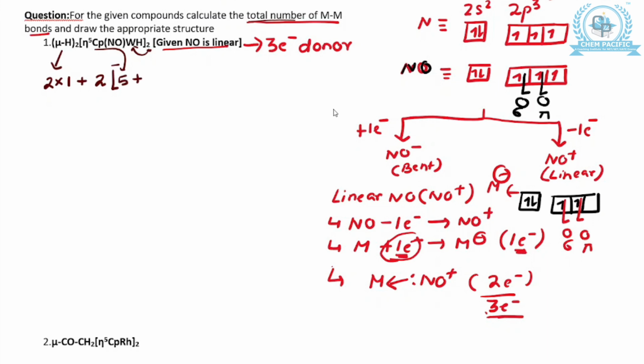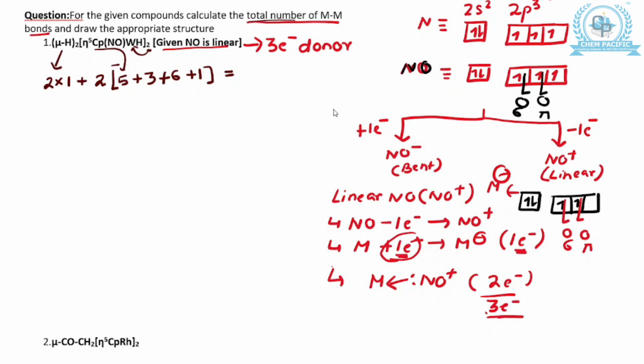Nitrosyl, just now we have discussed that in linear nitrosyl this is 3 electron donor. Tungsten is having the valence electron 6. And you are having hydrogen. This I have discussed earlier is 1 electron donor. So overall, कितना होना चाहिए? Overall होना चाहिए 18 × 2. So पहले हम ये calculate कर लेते हैं.